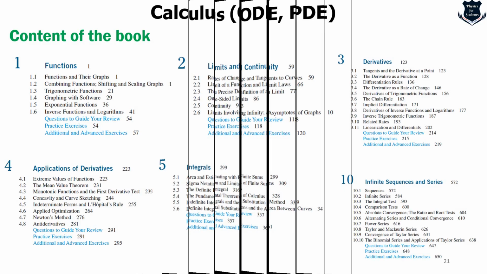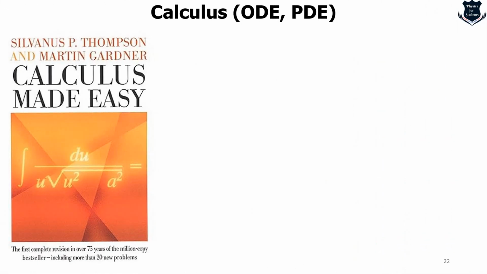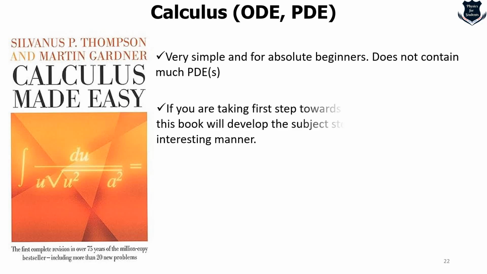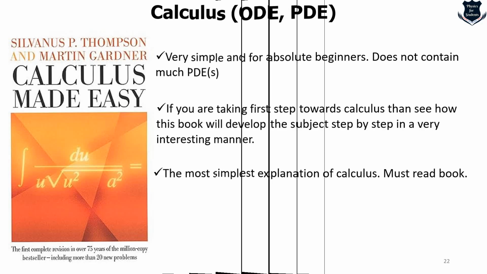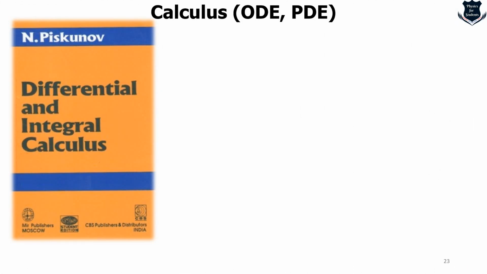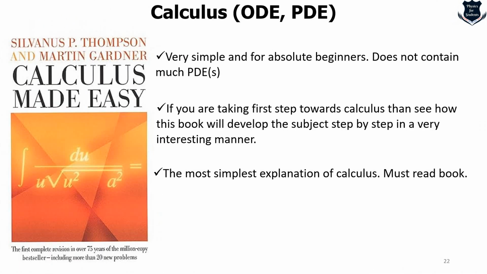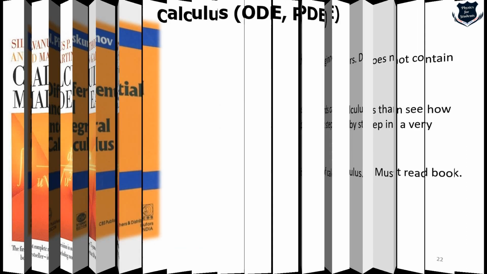Now if you are an absolute beginner and you have absolutely no idea about calculus, then this would be a Bible for you. Sylvanus Thompson's book on calculus. This is absolutely for beginners, but remember that partial differential equations are not much covered. It is absolutely step by step, showing you through geometry and simple figures how to understand calculus. It is a very simple and quick guide to learn calculus.